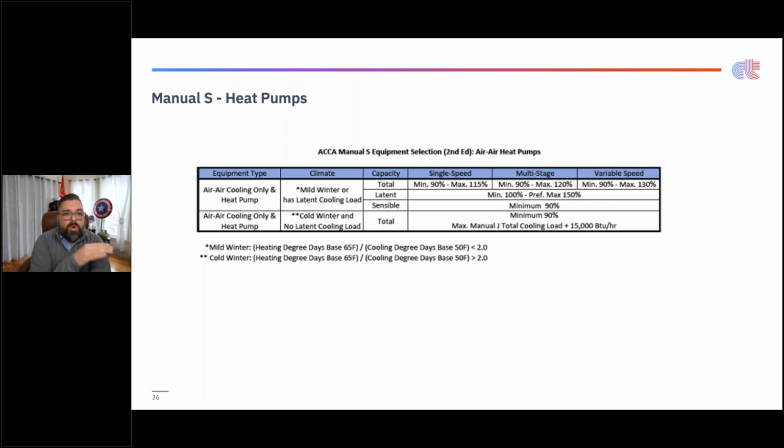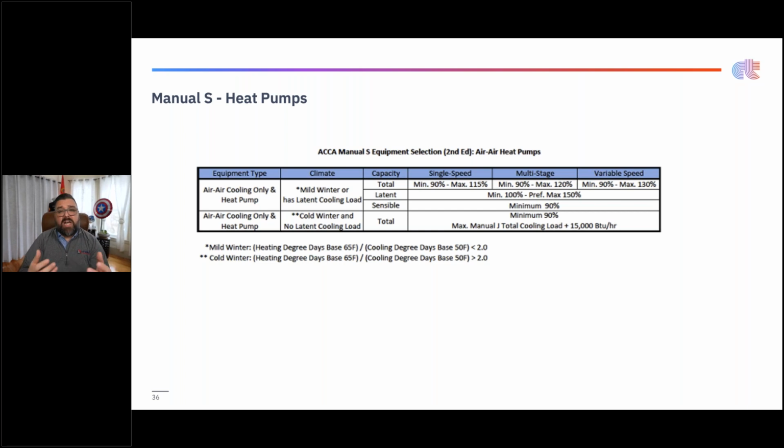So what I want to make sure you know is there are 2 options. There's condition A, which says mild winter or has a latent cooling load. We share that in common in Massachusetts and Washington. We have a latent cooling load. Unless you're in the desert part, I don't think Washington gets too much into that dryness. And then, of course, if you have a cold winter and no latent cooling load, which means the sensible heat ratio of the house is 0.96 or higher.